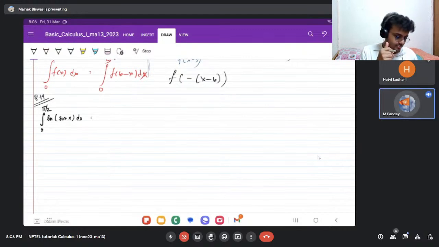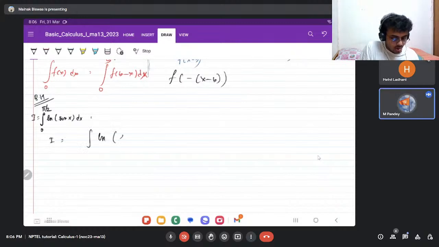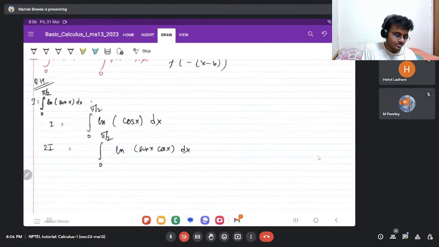ln sine pi by 2 minus x. Okay. So you are saying this is I. Yes, sir. I is also equal to log or ln of sine of pi by 2 minus x, or cos x. I'm just writing cos x directly. Now, like the method we used last equation, I'll also use this: 0 to pi by 2 log of sine x cos x dx. Next, do you have any idea?